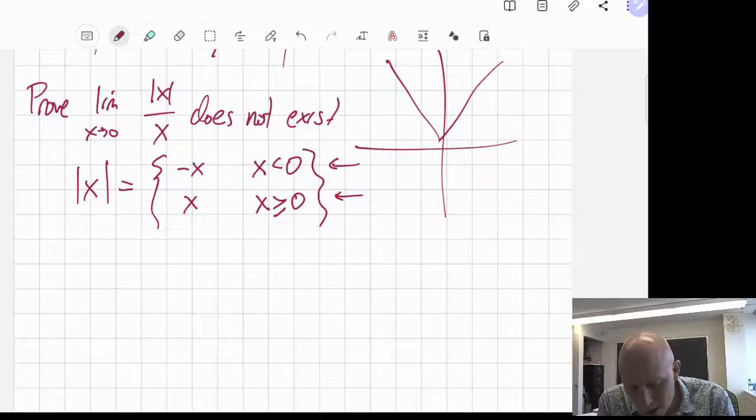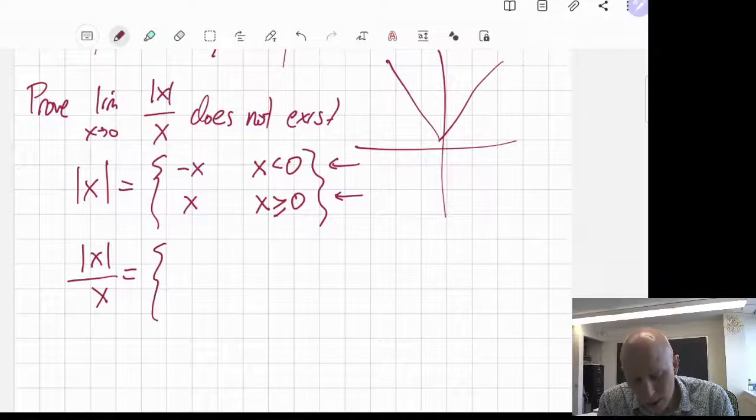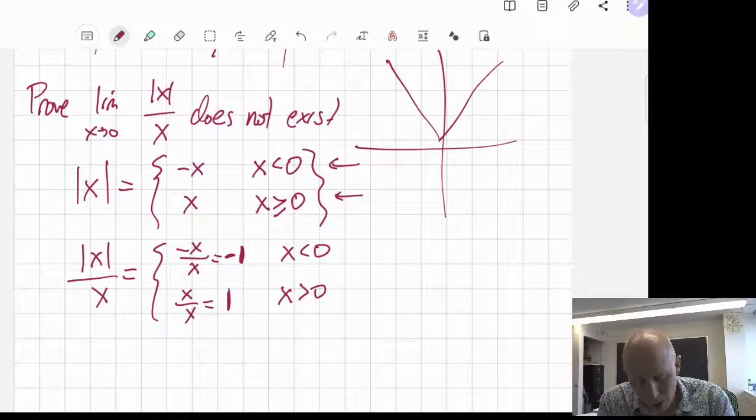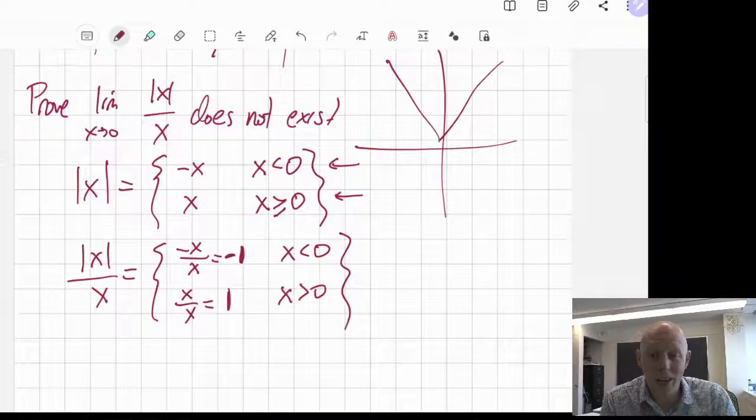So now let's look at the absolute value of x divided by x. When x is less than 0, we get negative x divided by x, which is negative 1. So that's when x is less than 0. When x is greater than 0, we get x divided by x, which is equal to positive 1. And when x equals 0, it's undefined, because you can't have anything divided by 0.